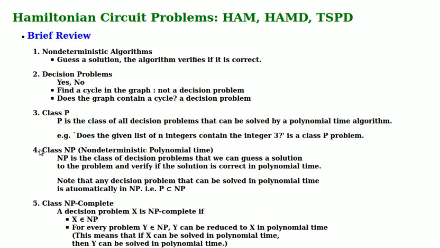4. Class NP. NP here means non-deterministic polynomial time. NP is the class of decision problems for which we can guess a solution to the problem and verify if the solution is correct in polynomial time. Note that any decision problem that can be solved in polynomial time is automatically in NP. That is, P is a subset of NP.